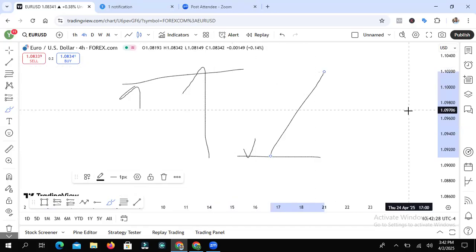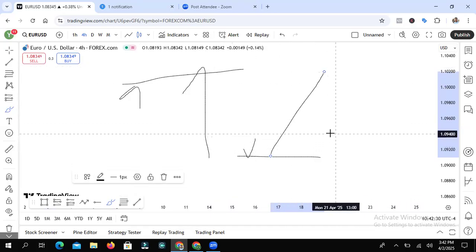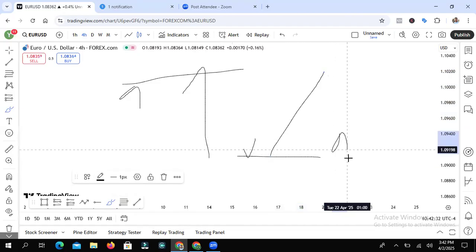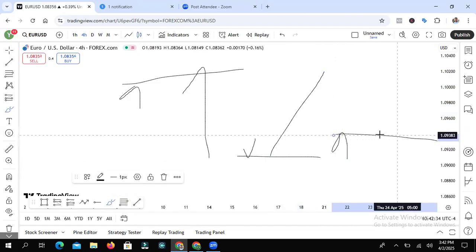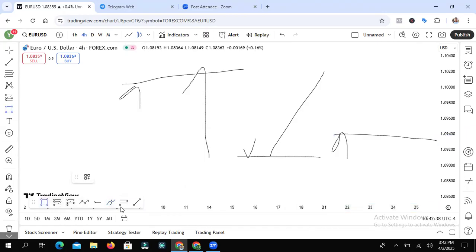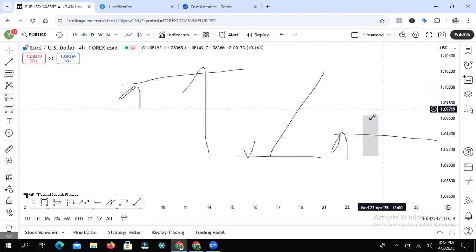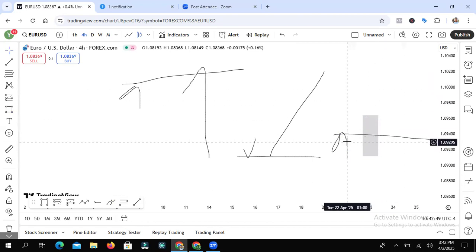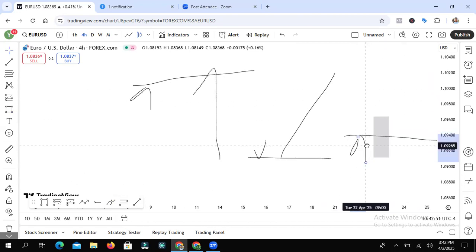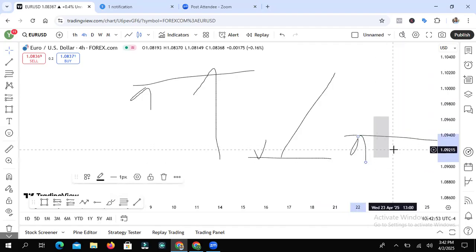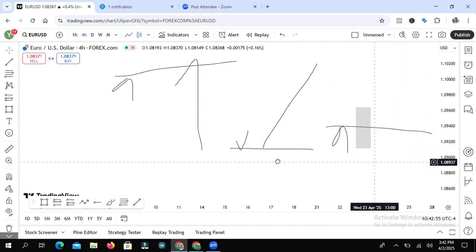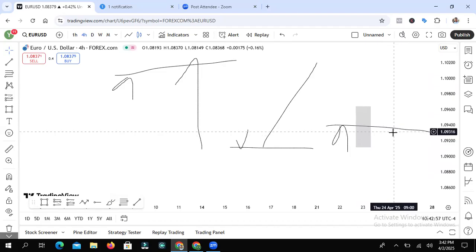And then there are situations where an A shape key level gets disrespected. If you have something like this, an A shape key level that gets disrespected, let's say this is a candle that moves up and breaks this key level to the upside like this. Like I said, key levels are decision points that we can use to start a trend and end a trend.